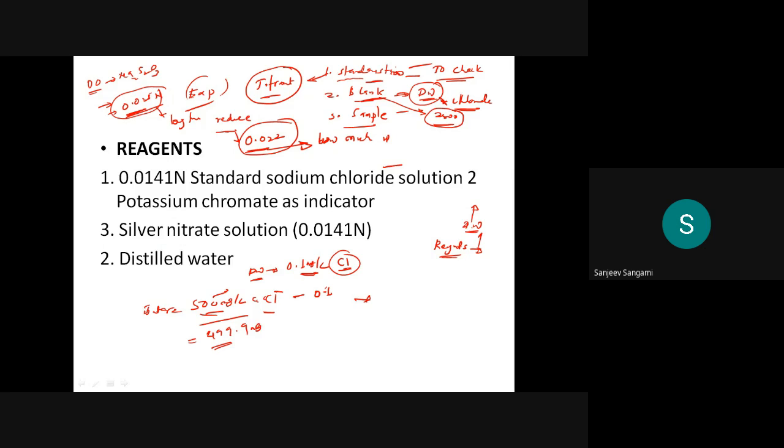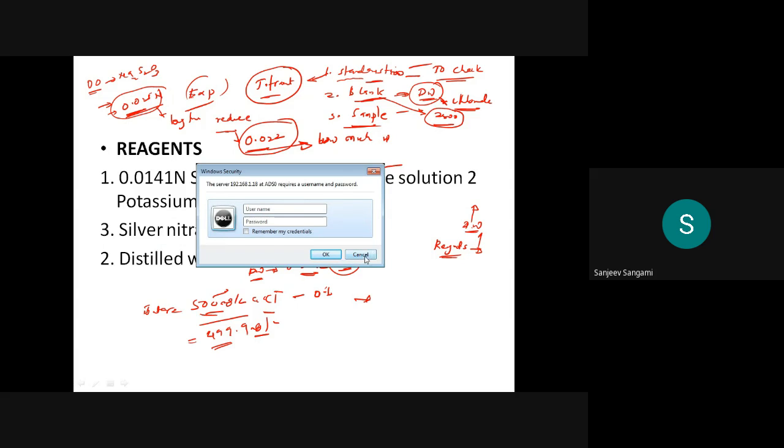499.9 is the milligram per liter because it already exists in the distilled water that we are using in most of our preparation of the standard solutions, or preparation of the AgNO3 solution or standard chloride solutions. Okay, then the sample. This is the importance of the blank test. So the blank test checks whether chloride exists in distilled water or not. If it exists, you have to deduct it. The formula I'll show you. If it is not there, no need to deduct. That is the thing that you have to remember.